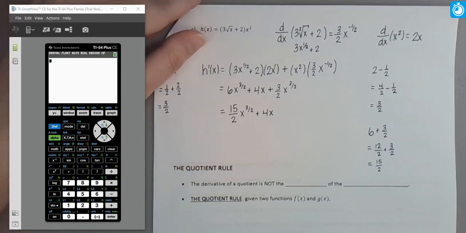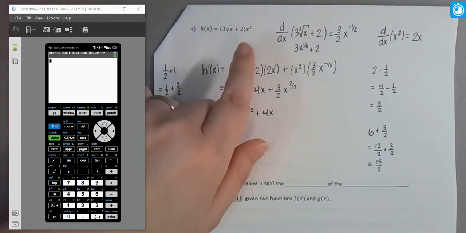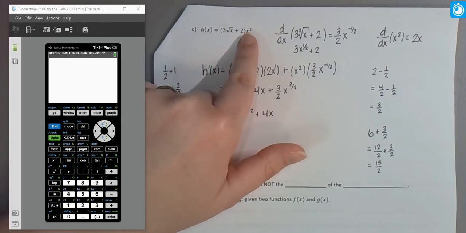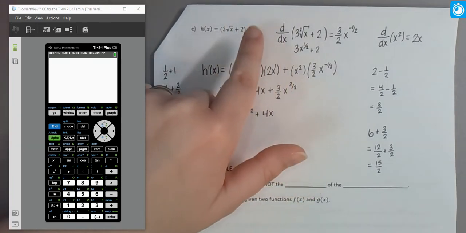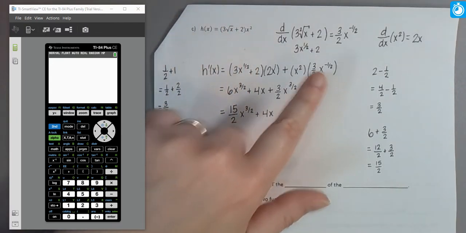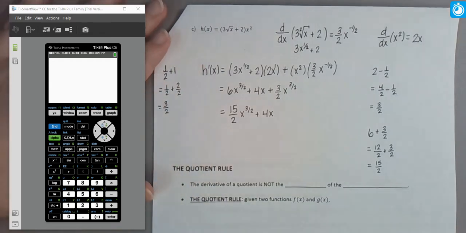Okay, so that's what happens with a product. So again, just to reiterate, it's going to be your first expression times the derivative of the second plus the second expression times the derivative of the first. Whatever that ends up being, simplify it all down and that's going to be your derivative.